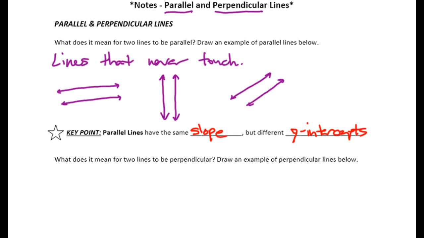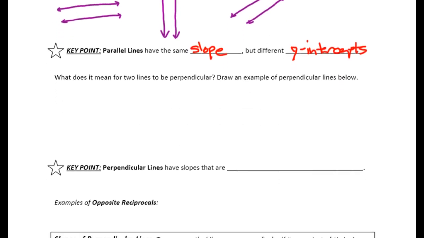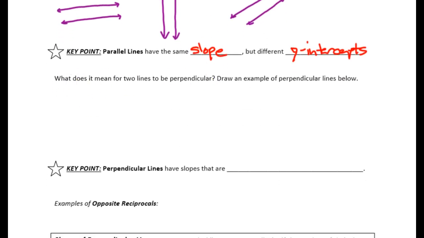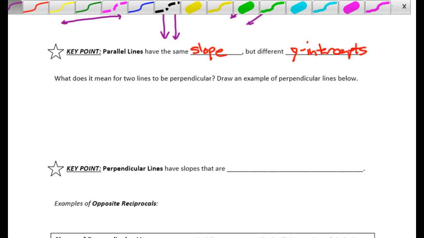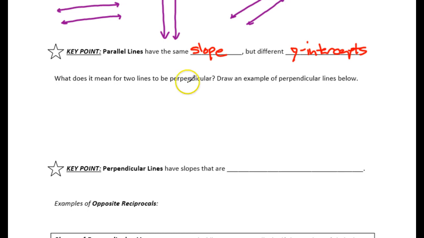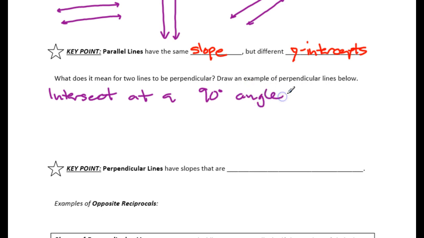Alright? Now the next type of line is perpendicular. What does it mean for two lines to be perpendicular? Now these lines will touch, but they don't just touch any way. They have to touch in a special way. Okay? So perpendicular lines are lines that intersect at a 90-degree angle. Okay? And typically, like if two lines were, well, we'll do that in the example.